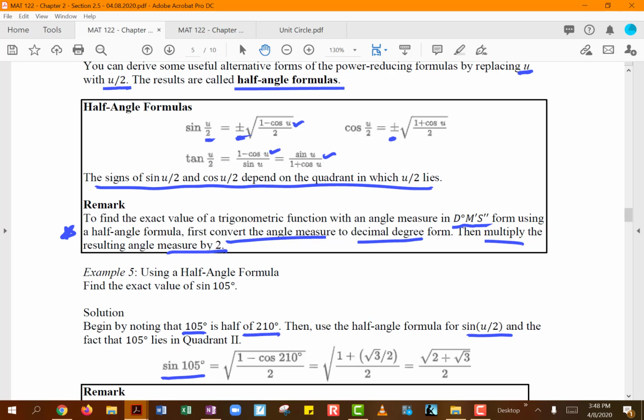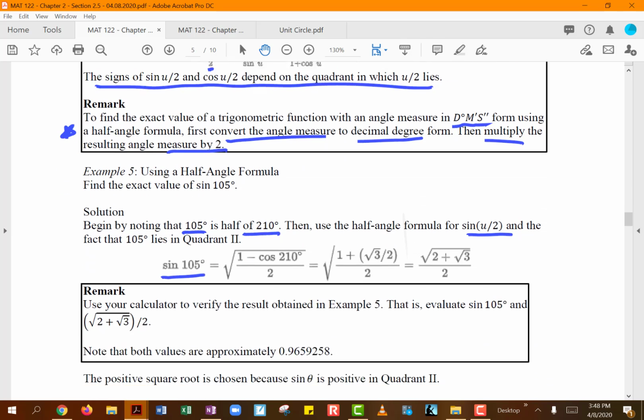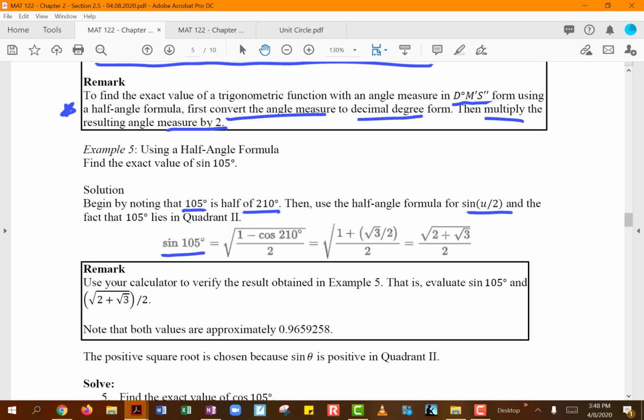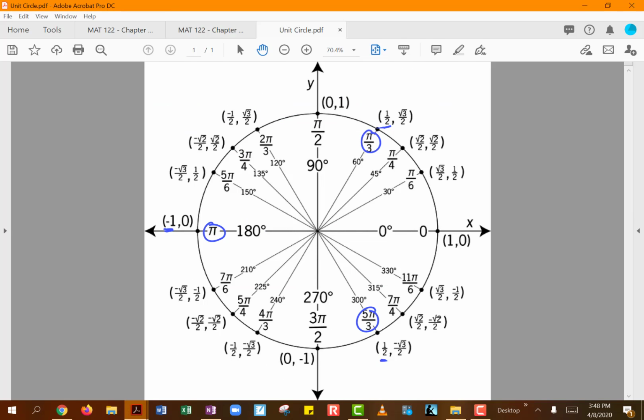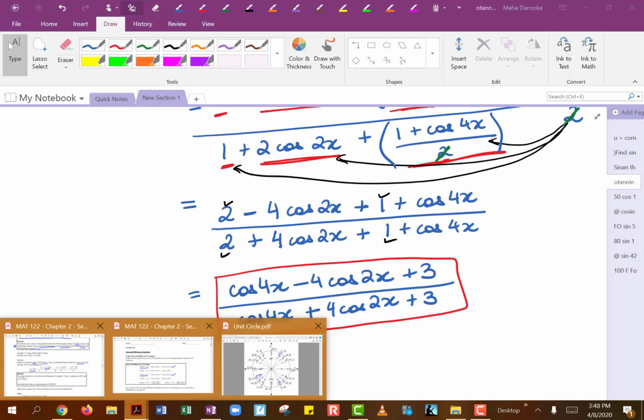So that's why you need to double whatever angle you have here. Sine of u over 2 will become cosine of u, cosine of u over 2 will become cosine of u, and the same thing here, tangent of u over 2 becomes cosine or sine of u. So you have to double your angles anyway, and that's where that cosine of 210 is coming from. Then of course you can use your unit circle for cosine of 210, which is negative square root of 3 over 2.